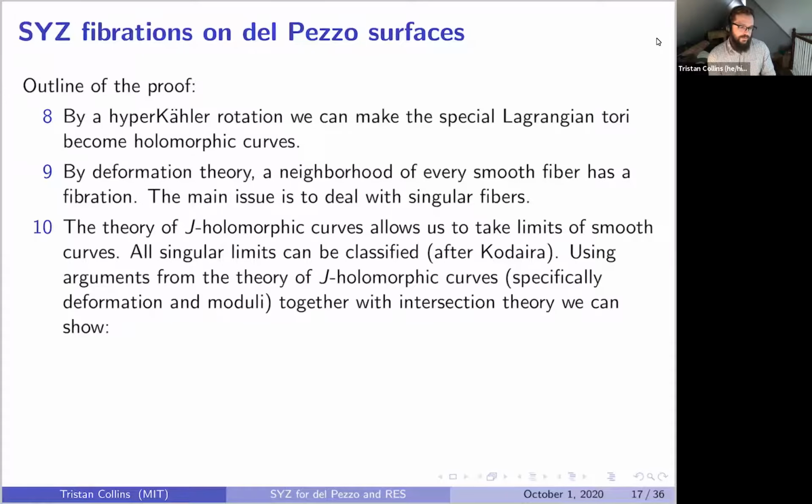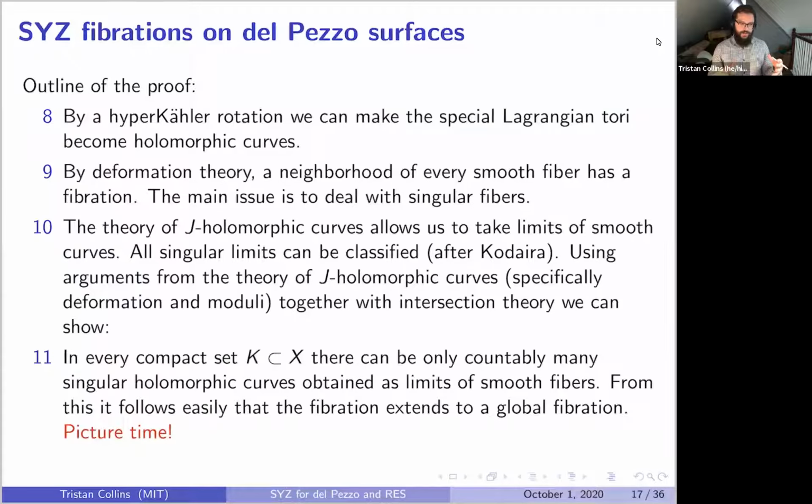And then using arguments from the theory of J-holomorphic curves, particularly deformation and moduli theory, together with intersection theory, you can show that in any compact set, there can only be finitely many singular holomorphic curves, which are obtained as limits of smooth fibers. So from this, you can easily show that there's a global fibration.